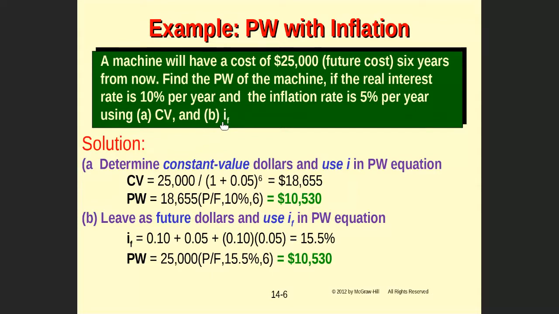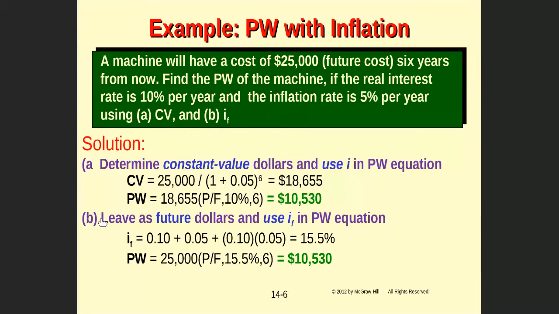Now, when we consider both of them and we want to find the present worth, what we do in the first method, the CV, is change the value of money first and find the constant value from the future value. The future value is the 25 divided by the formula 1 plus the inflation rate to the power n. And this will lead you to a value that is the constant or the CV value. Then you can use the CV value, P given F because it is in the future, using the interest rate of 10% as it's given in the question.